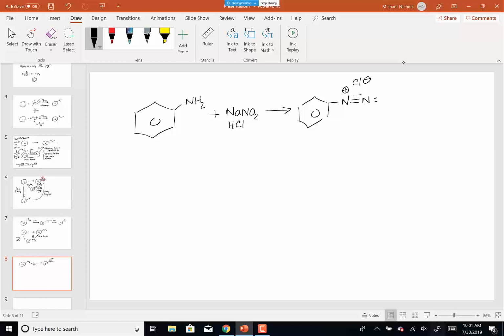So I end up adding a second nitrogen to this, and so there's an N triple bond N, and the middle nitrogen has a positive charge on it. I can write a resonance structure of this, which I'll actually do in a minute. But this is called a diazonium salt.